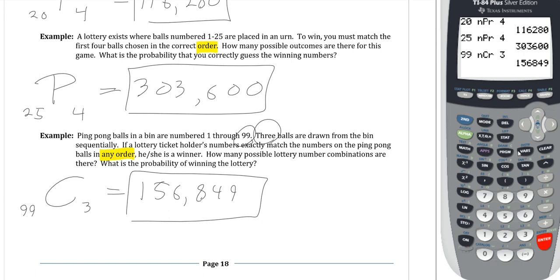For both of them, they also ask for the probability of getting the correct numbers. That would simply be 1 out of each of these values. So 1 out of the 303,000 and 1 out of the 156,000.